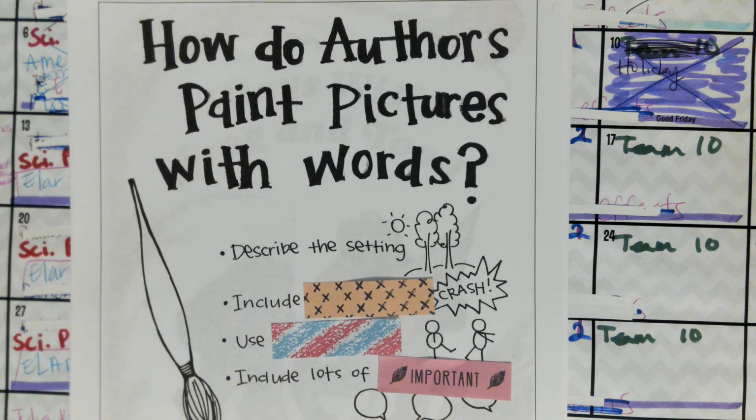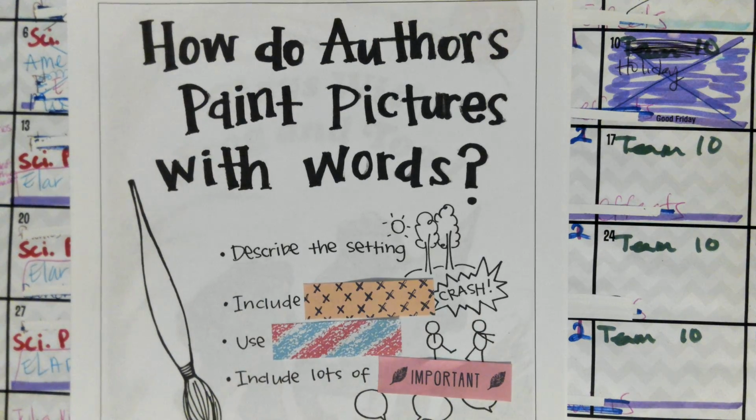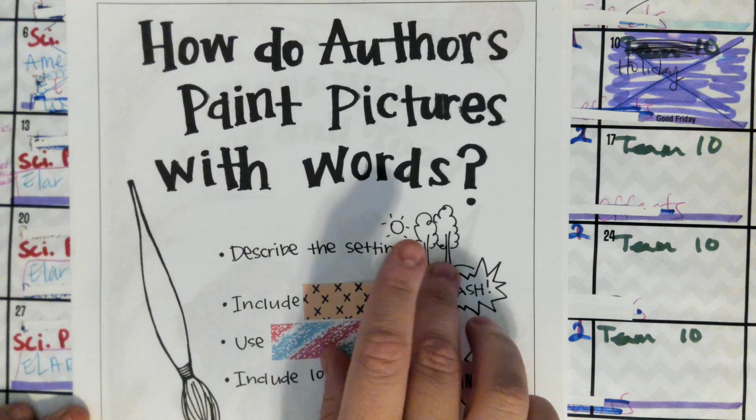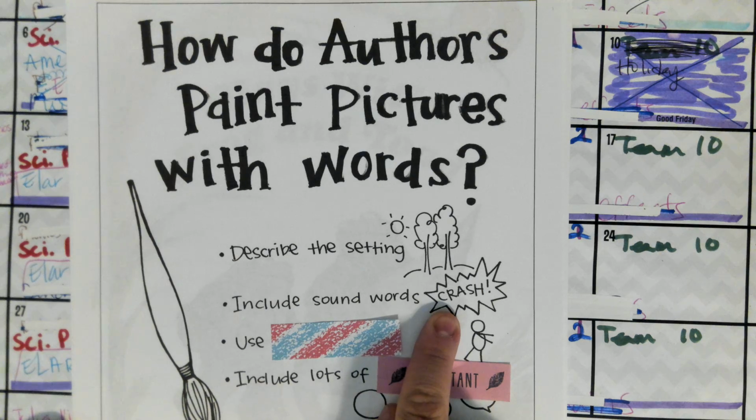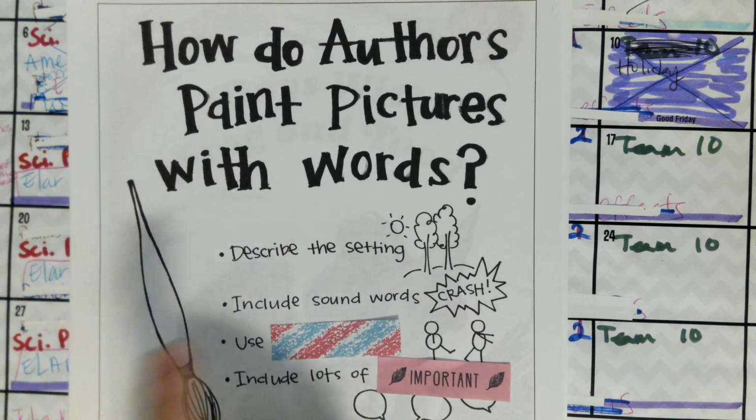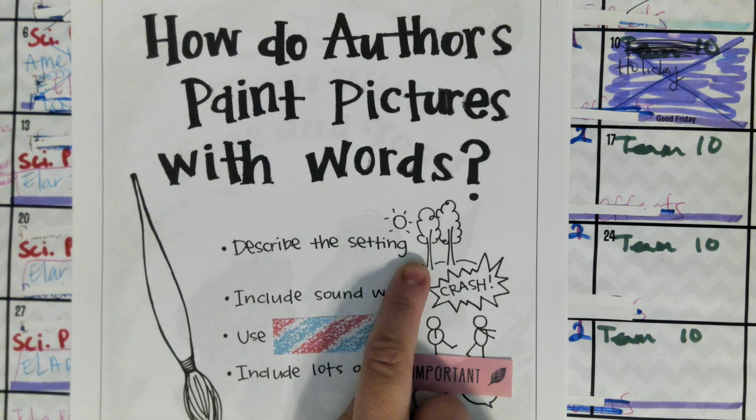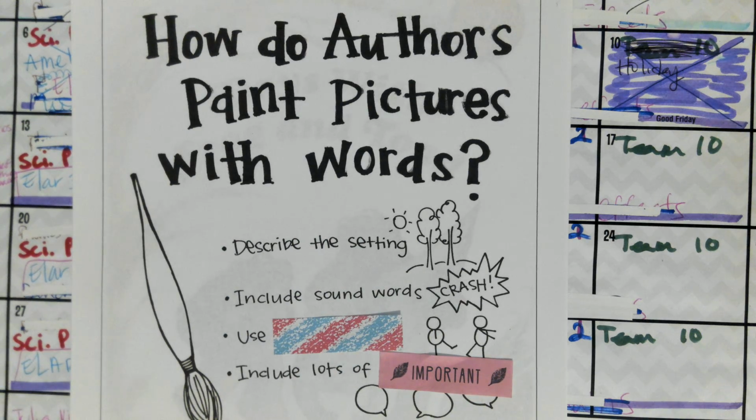Okay, another way that they can describe things to paint pictures with their words is to include, what do you think this means? Include sound words. You're right again. You guys are so smart. So if we include sound words like crash, bang, pow, we know something is happening, and we know it's a loud something. So I could say, the girl had a brownie in the park. Suddenly, there was a crash. Now what are you picturing in your mind? I don't know, but you know something happened, right?